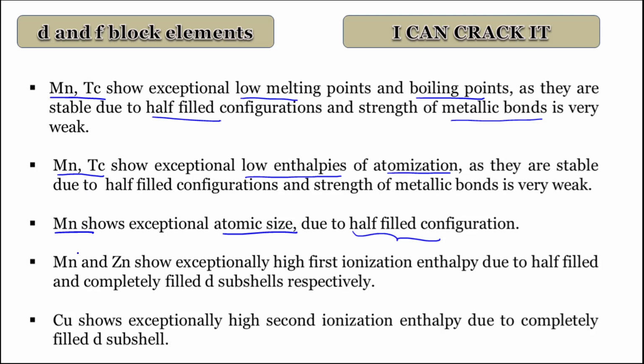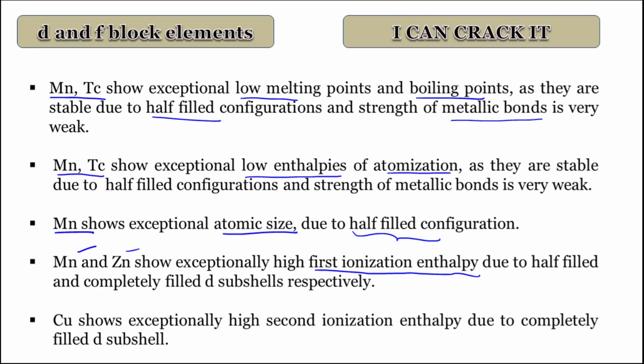Okay, and Mn and Zn show exceptionally high first ionization enthalpy. That is because they are already very stable due to half-filled and completely filled d orbitals. If you remove one electron, they become unstable. That is why they oppose, so they have high first ionization enthalpy. What is ionization enthalpy? It is the energy required to remove the first electron from the valence shell. For Mn and Zn you need to provide more energy, because if they lose one electron, they become unstable. That is why they don't want to lose one electron.